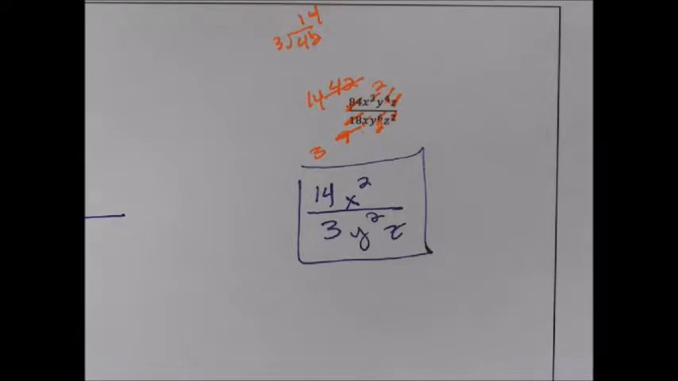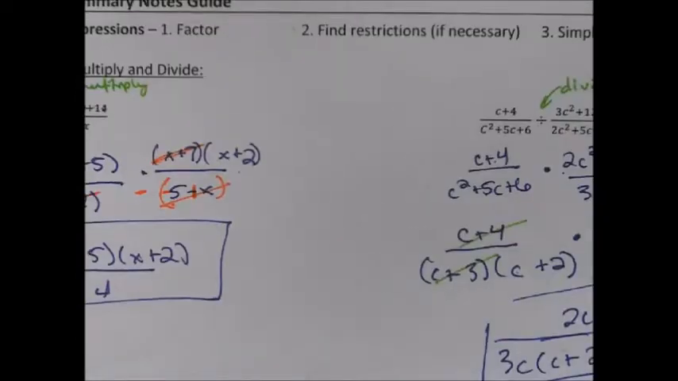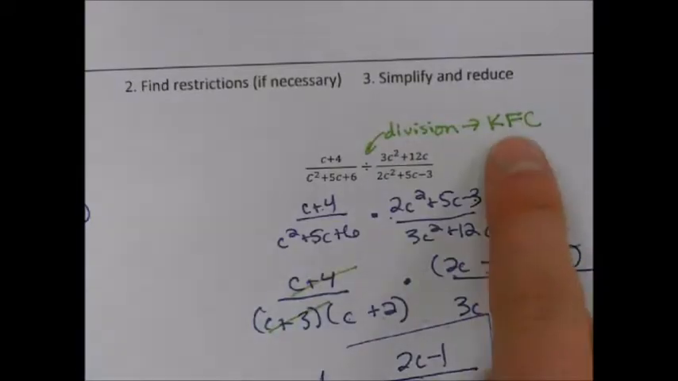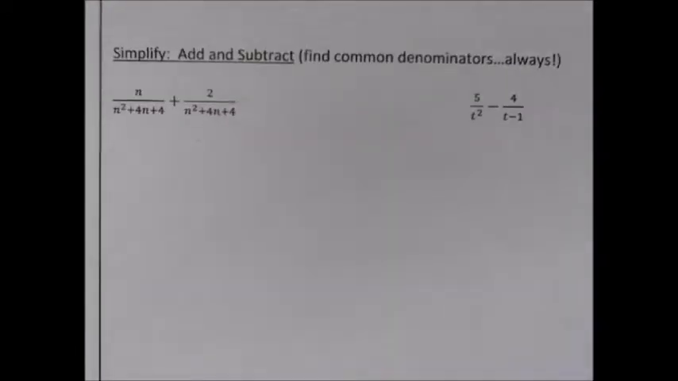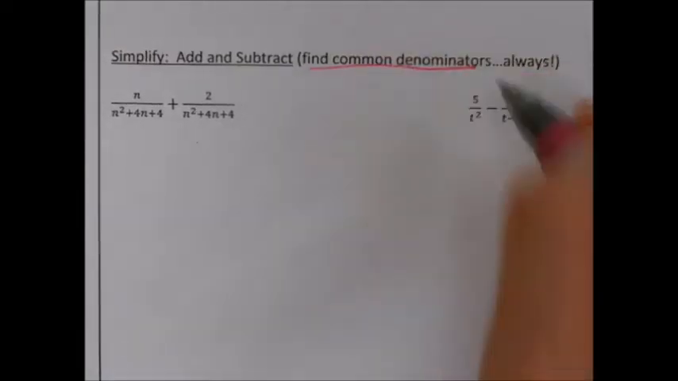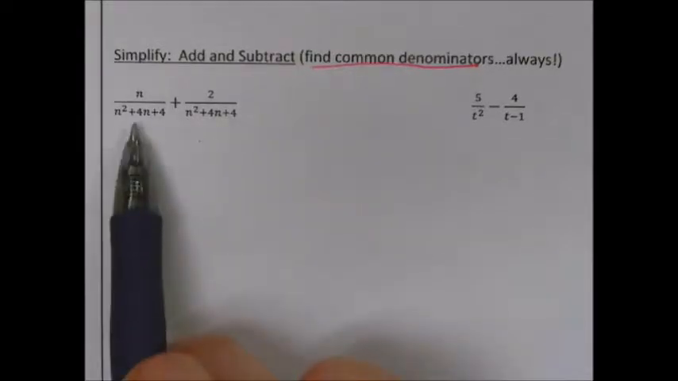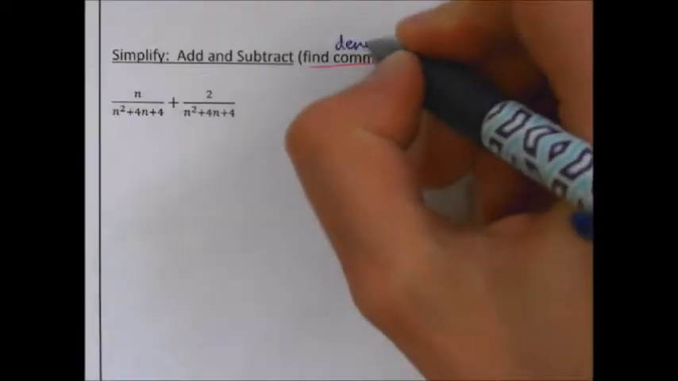Okay, let's go to adding and subtracting. So with multiplying and dividing, pretty much we factor, cross things out. The only thing we have to remember about the dividing is the keep, flip, change. All right, adding and subtracting. Okay, key thing, we always have to find a common denominator. Let's also remember we need to factor our denominators. Our denominators should be in factored form.